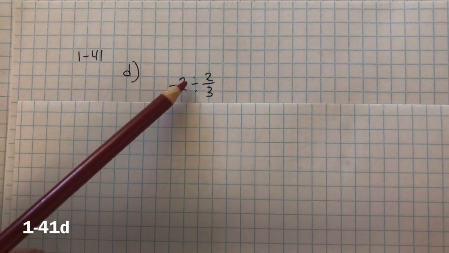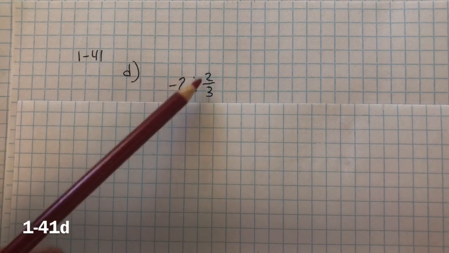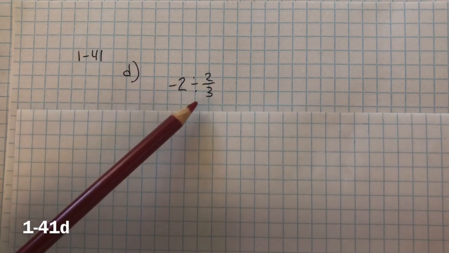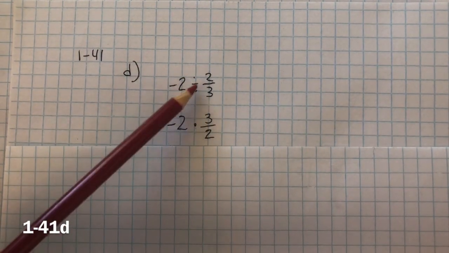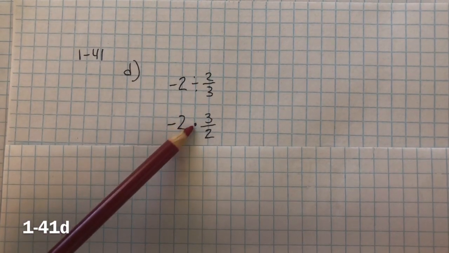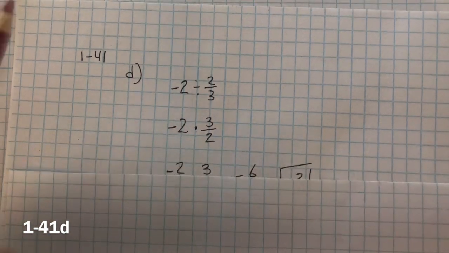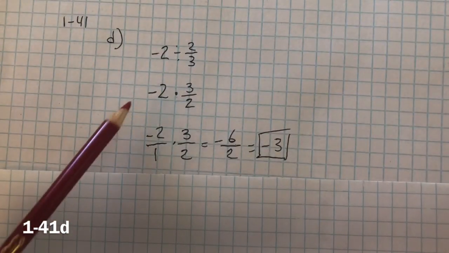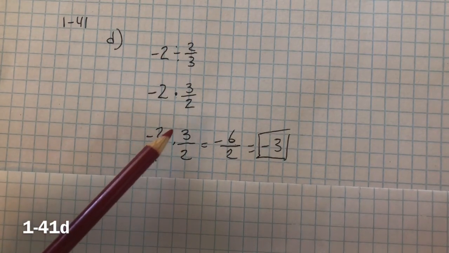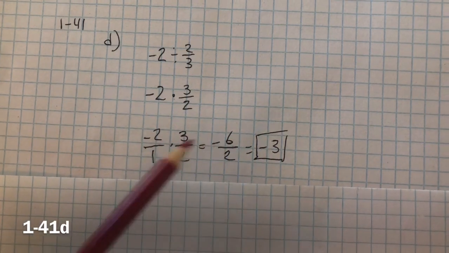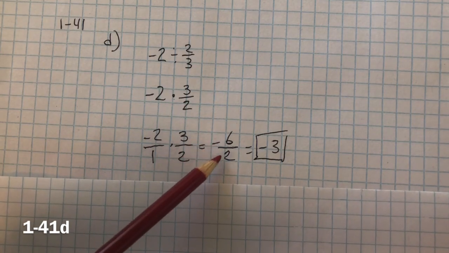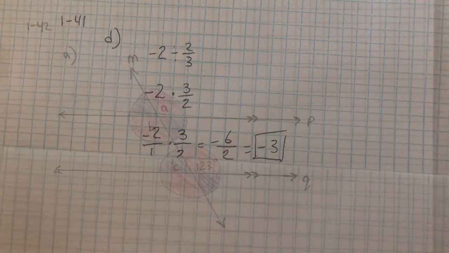For D, negative 2 divided by 2/3. When you divide by a fraction, you take the reciprocal of the second term, and so the reciprocal of 2/3 is 3/2, and it becomes multiplication. So now I'm going to go ahead and write negative 2 as a fraction. And so we have negative 2 multiplied by 3 is negative 6. 1 multiplied by 2 is 2. We can simplify this. Negative 6 divided by 2 equals negative 3.